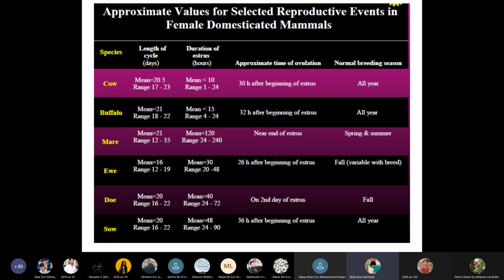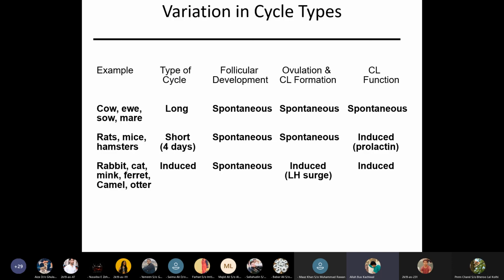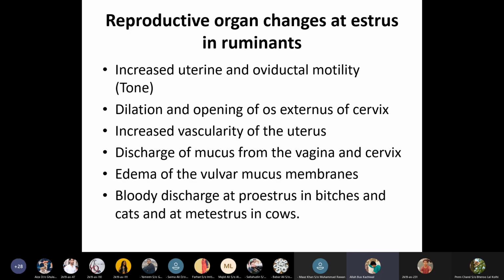Likewise, approximate values for selected reproductive events in female domesticated animals are shown in this table. In the variation in cycle types, the cow, ewe, and mare have a long cycle. The rat, mouse, and hamster have a short cycle. The rabbit, cat, mink, and camels have an induced cycle. The reproductive organ changes at estrus in ruminants increase uterine and oviductal motility or tone.